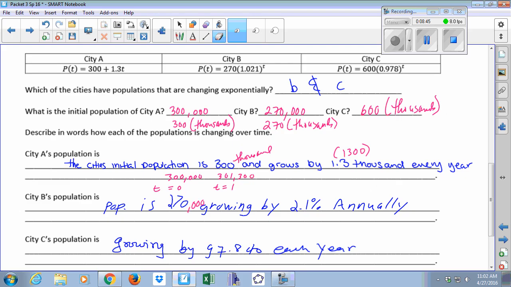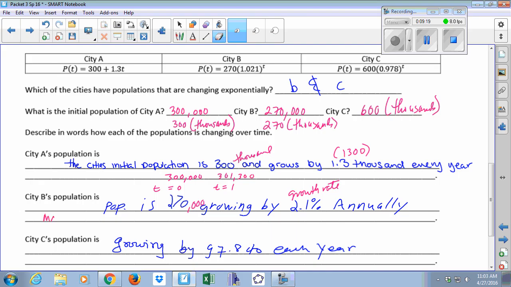City B, the population is 270,000 and it's growing by 2.1% annually. That's the growth rate. Does anybody know how Jasper got 2.1% from looking at this particular equation up here? Does anybody know how we got the 2.1%?